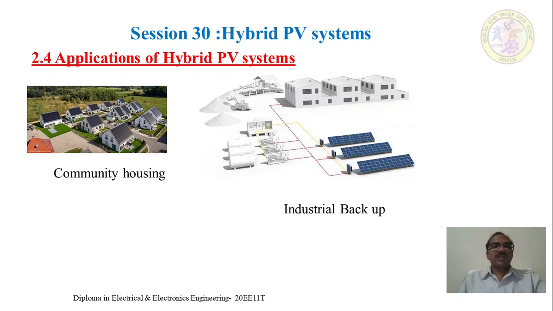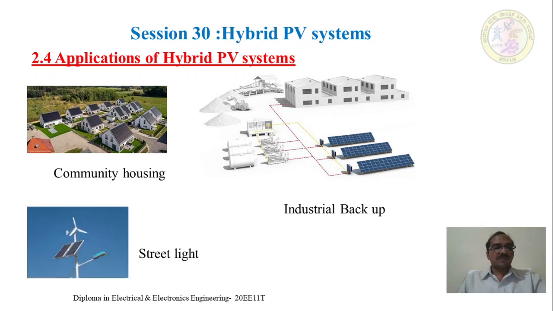And also in case of industrial backup, when you have a diesel generator or an electricity board supply, but still there is a failure in that, backup can be had from such systems. And also street lights, one of the best examples, as you might have seen. Both can be used, solar as well as wind, or solar and fuel cell. Like this, you can have different combinations.